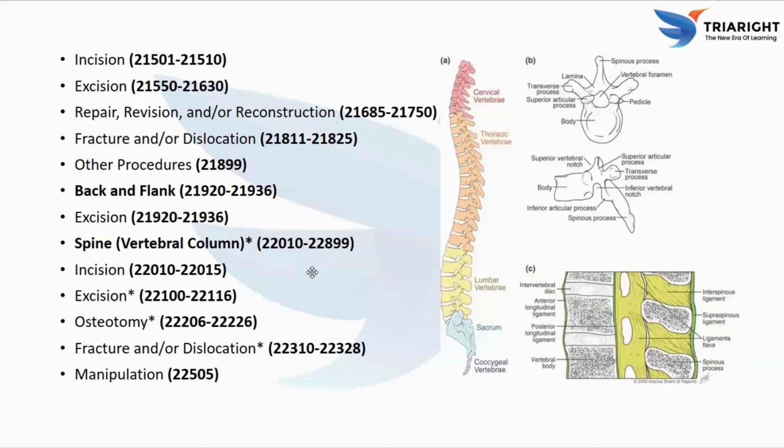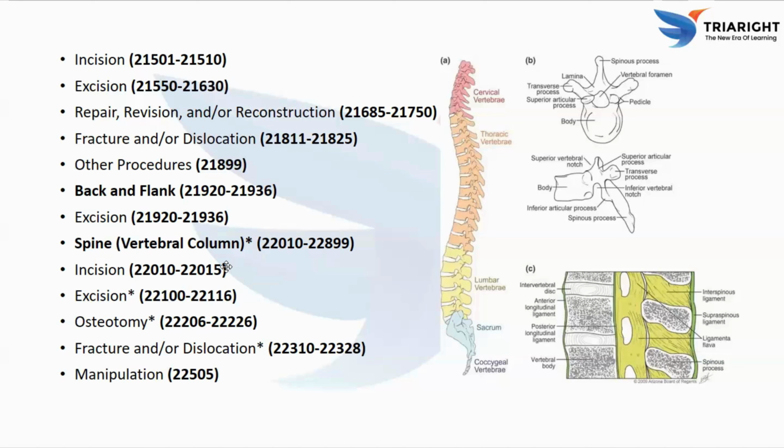So spine coding is complex and it must be done carefully. So what are the procedures under spine? Incision, excision, osteotomy, fracture and/or dislocation, as well as manipulation. Incision is a surgical opening of the spine tissues. There is no removal of bone or the disc. For example, incision to explore the spinal structures.